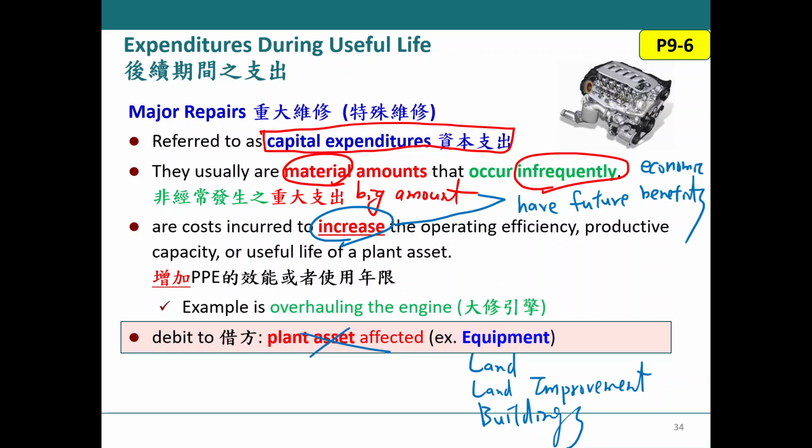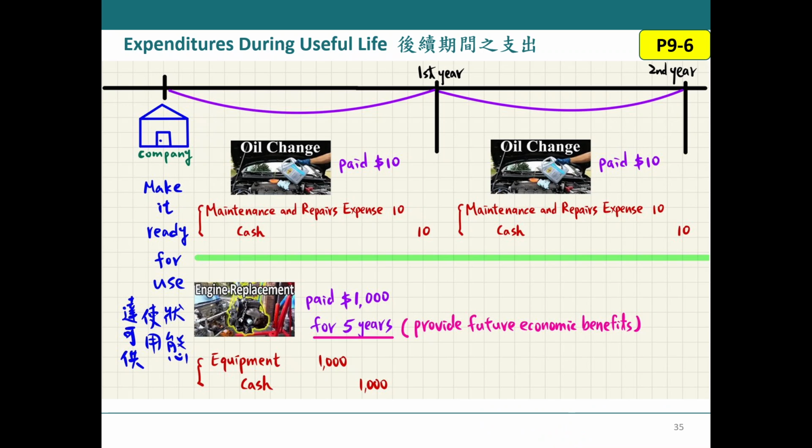Okay. Any questions? No? So remember, after you start to use your PPE, if you spend small money, occurring each year or quite frequently, they don't have future economic benefit, then we record it as expense, okay?